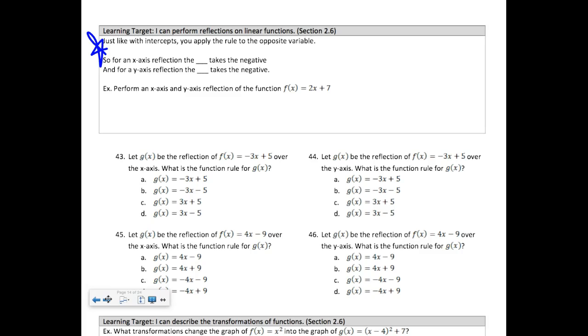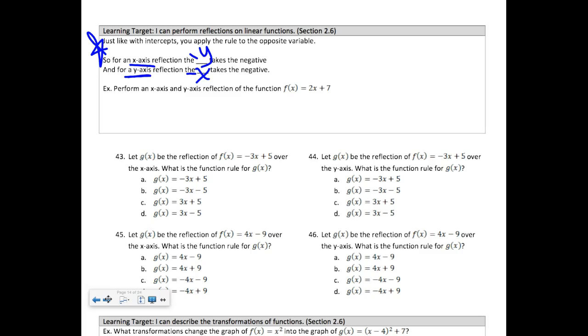Okay, so when we have an x-axis reflection, reminder, it is our y that is negative. Okay, whereas it's the opposite for a y-axis reflection, it is our x that is negative.